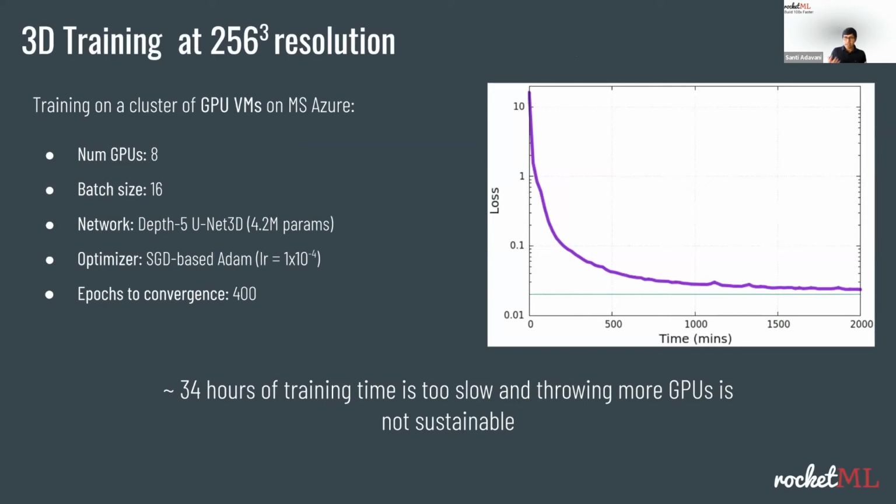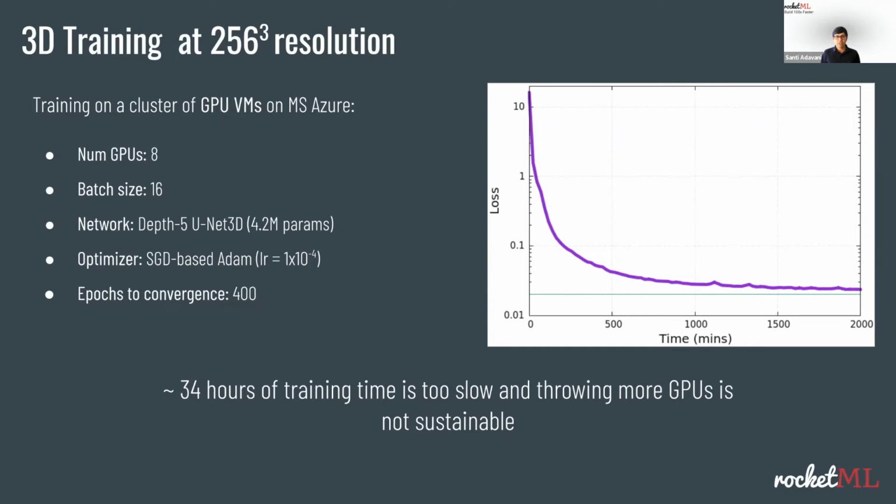So we did that, right? We said, okay, we can't solve this on a single GPU. Let's throw more GPUs at it, and now the problem can be solved. We were able to solve a 256 cube problem, used 8 GPUs in this case, and the batch size was 16, and it took us 34 hours of training time.